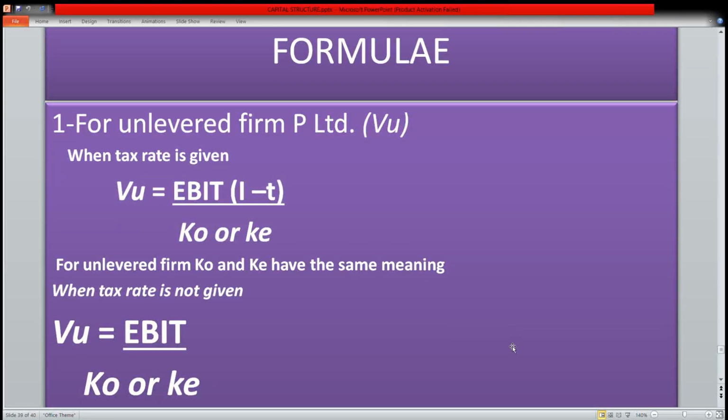The formula behind this, the Modigliani-Miller approach for an unlevered firm. Unlevered firm means there is no debt, only equity. So when there is no debt, that means KO and KE are both the same. Cost of equity is equal to the overall cost of capital because the debt element is 0.